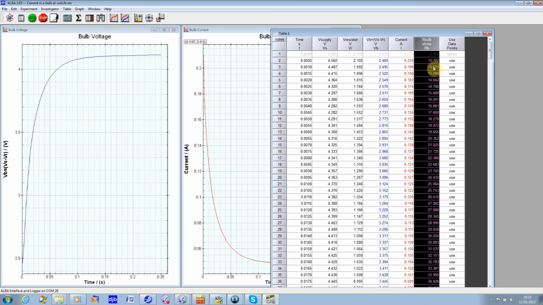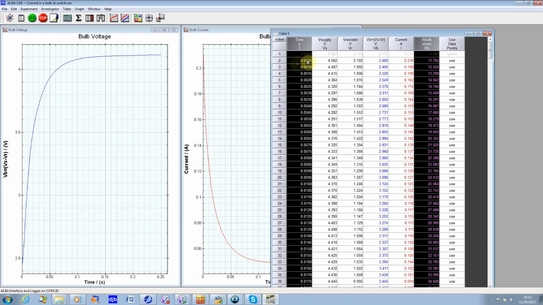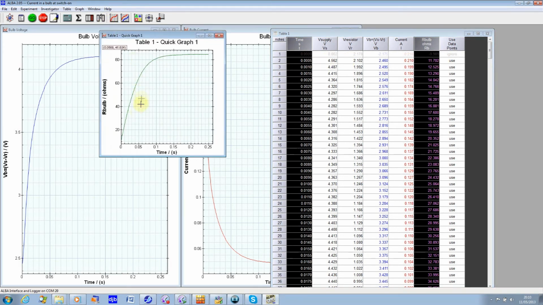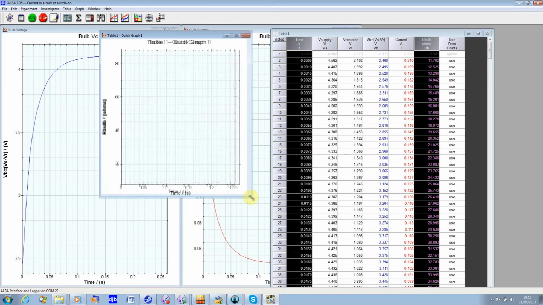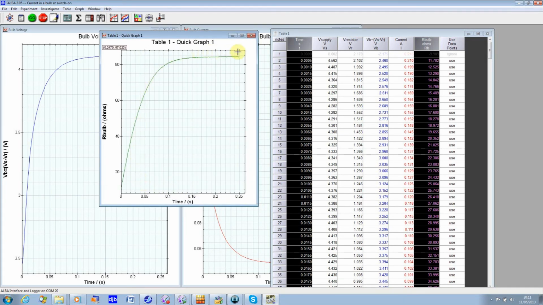How does this resistance change with time? So let's click on the time axis and go to the quick graph icon and click, and there is a graph of how the resistance of the bulb changes with time when you switch it on. It starts very low, and then goes up and reaches its final value a little more than 0.15 of a second, where it's a steady value.